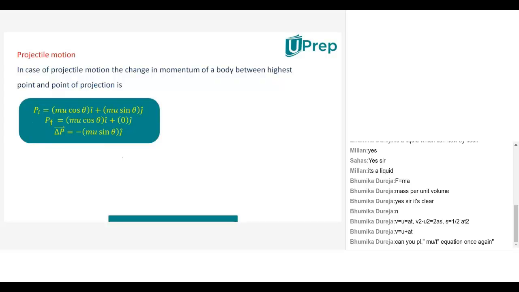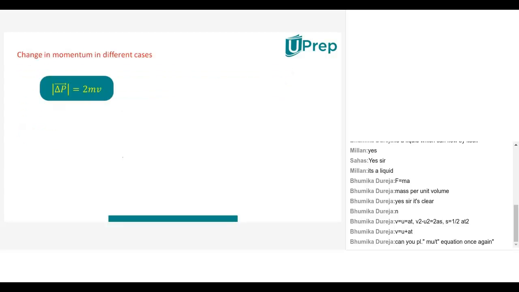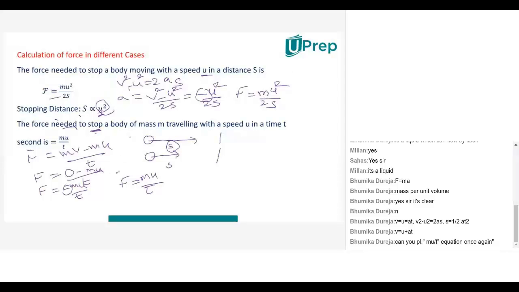Okay, sir. Can you please explain the mu by t equation once again, Bhumika? Okay. So I will explain that and we'll finish. Okay. Arnav, 1 minute only.